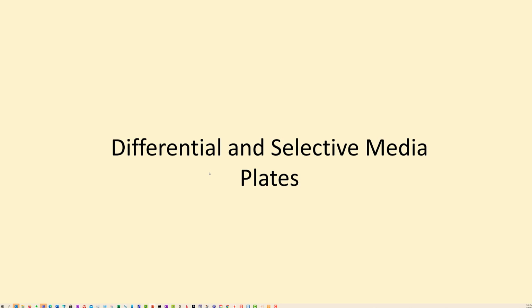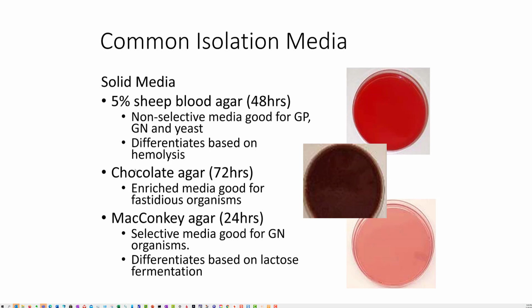So, we've already talked about differential and selective media. I'm going to talk about it again. We have different types of media that we use in the diagnostic lab. We can use sheep blood agar, which is differential, not selective. Chocolate agar, which we used to call burnt blood agar, but you heat it a little bit more and it turns into this darker chocolate agar. There are some microorganisms, some sexually transmitted disease organisms, that will prefer chocolate.